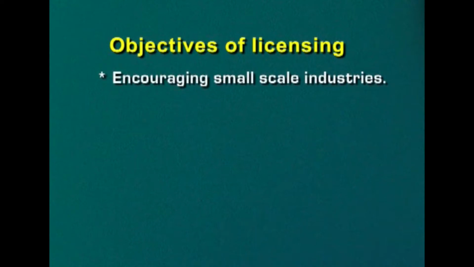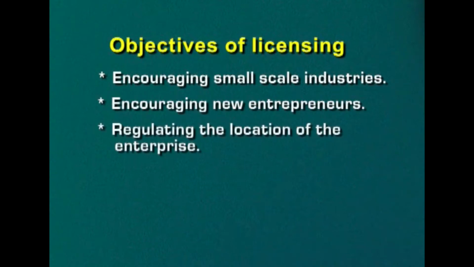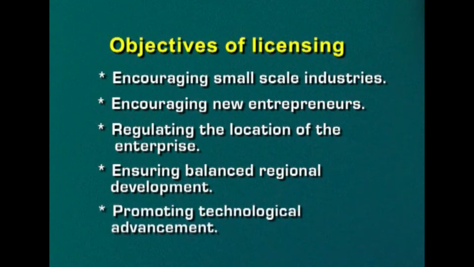The license also includes many particulars such as the name of the product to be produced, the place where the factory is to be located, expansion of the enterprise, and the limit of the production capacity. Now, the objectives of licensing: encouraging small scale industries, encouraging new entrepreneurs, regulating the location of the enterprise, ensuring balanced regional development, promoting technological advancement.